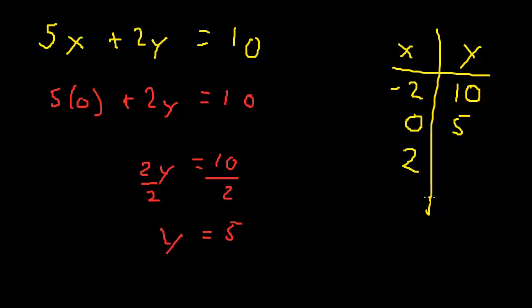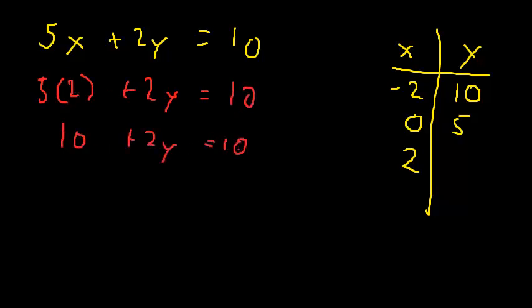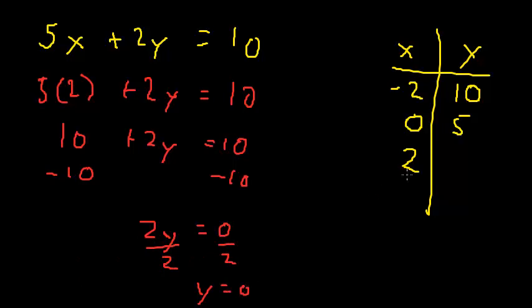Next, let's go ahead and plug in the number 2 for x, and then again we'll solve for y. So we have 5 times 2 plus 2y equals 10. So I have now 10 plus 2y equals 10. I subtract 10 from both sides, and I have 2y equals 0. Divide both sides by 2, and you have y equals 0. So we'll plug that into our table. So we have now 3 points.